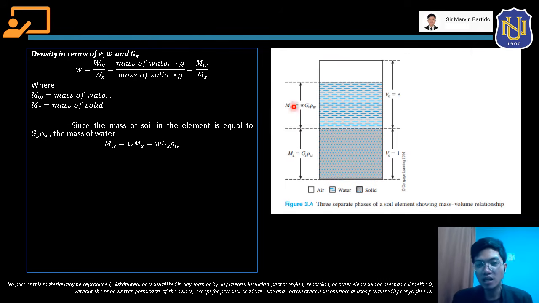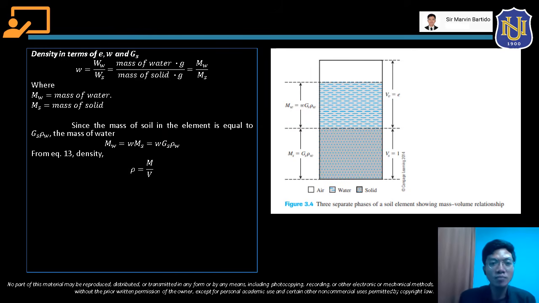Ayan. So kung i-illustrate lang natin, class, yung V sub S natin dito ay 1 pa rin. Tapos yung volume ng voids natin dito will be e. So dito, yung mass ng soil solid natin, katulad din ito nung kanina na dinerive natin, kung yung weight ng soil solid ay G sub S times gamma ng water. So dito naman yung mass ng soil solid ay G sub S times rho ng water. Tapos yung magiging mass ng water natin dito ay w G sub S times rho ng water.